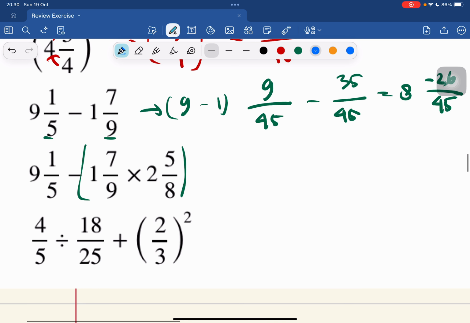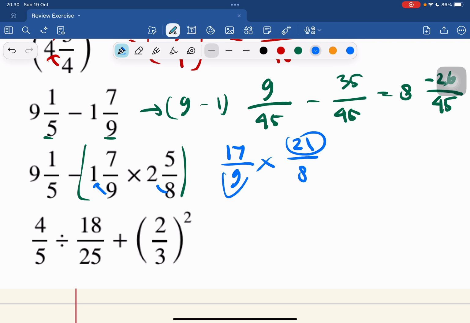This multiplication, if we make it separate, it's going to take a long time. So let's make it into improper fractions. So 9 times 1 is 9. 9 times 7 is 17 over 9. We multiply it by 8 times 2 is 16. And then 16 plus 5 is 21 over 8.